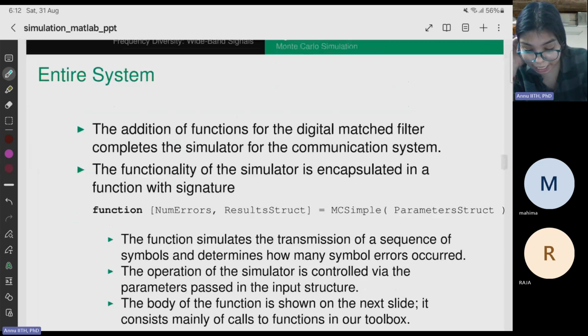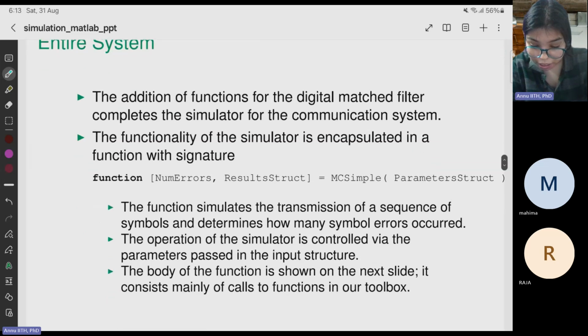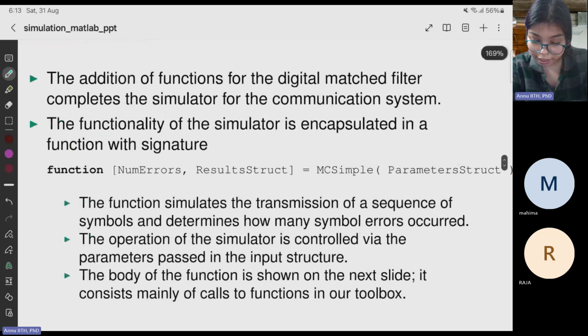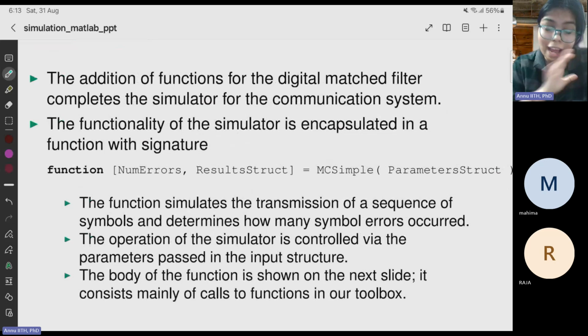The functionality of the simulator is encapsulated in a function with a signature. So now this MC simple comes into the picture. The function simulates the transmission of a sequence of symbols and determines how many symbol errors occurred. Now we have determined what symbol was transmitted. Now we have to check in how many symbols errors occurred. That is how we determine how good the system is. The operation of the simulator is controlled via the parameters passed in the input structure.